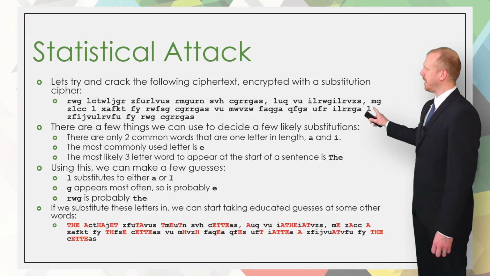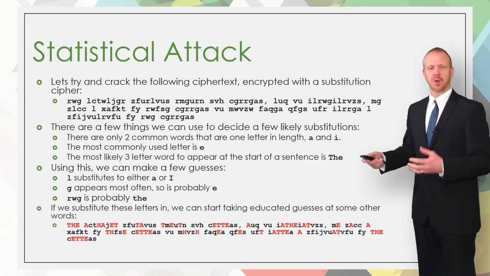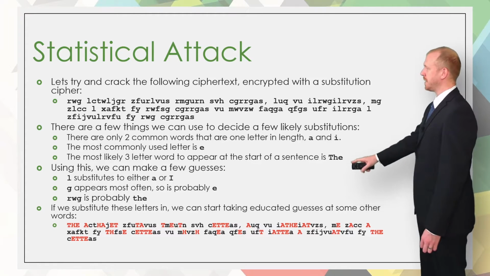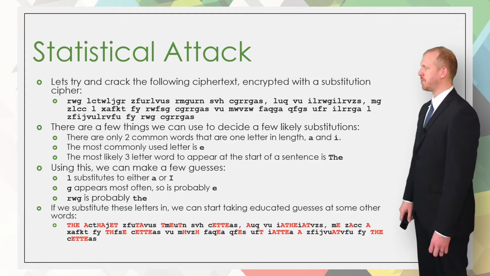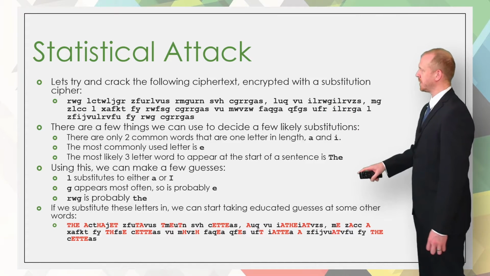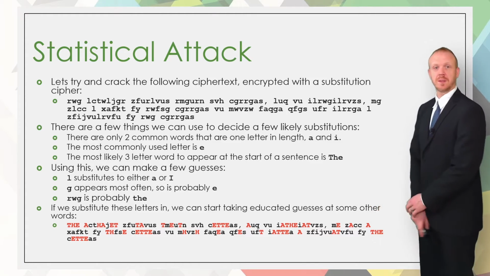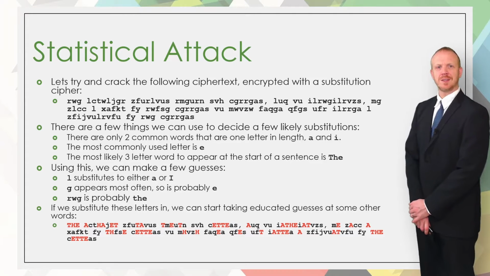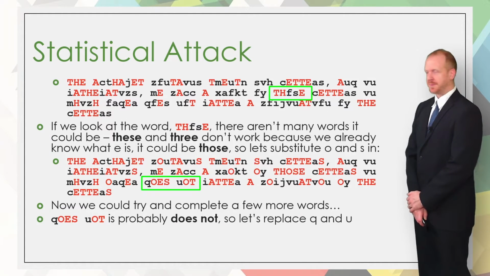We're going to think that L here is going to be either A or I. I'm going to go with A to begin with because that is marginally more common than I. G appears most often when you count all these up, so we're going to assume that's E, and we're going to assume that RWG is probably "the", because it was the first word in the sentence over here. So we'll substitute out L for A, G for E, and RW for TH, and then we end up with this at the bottom. Still not readable, but the letters in red that are capital are the ones that have been decrypted, and it seems to work. So let's see where we go next.